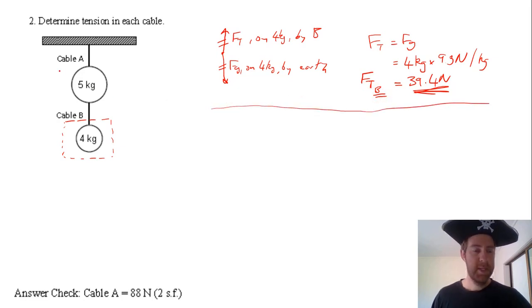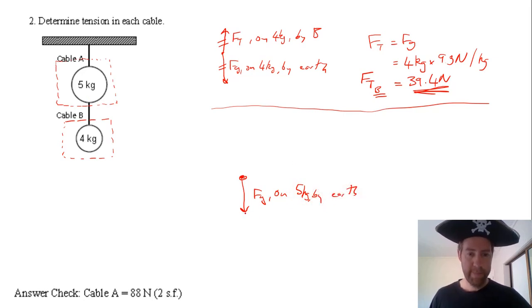Let's now do A, which is actually quite hard. Let's identify the system. This makes life so much easier because then I can see the things that are going in and out of the box. The 5 kg has gravity pulling it down on 5 kg by earth. It also has a cable pulling it down. F tension on 5 kg by B.